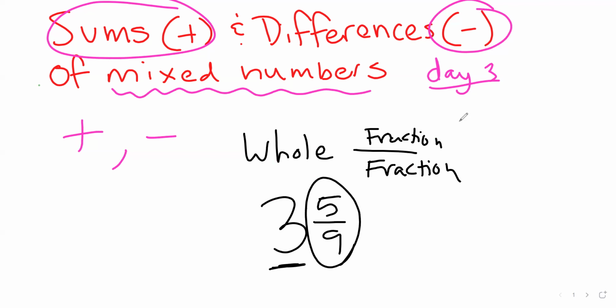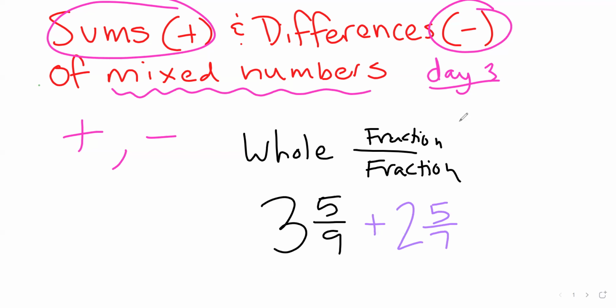What we're really looking at today is, what happens when you take something like 3 and 5/9 and you add 2 and 5/7? That's just an example. That would be the sum of mixed numbers, because you would have an answer when you're done. Or one might ask, what happens when you subtract these two numbers? So you have 5 and 3/9 and you take away 2 and 5/7. Again, that would be the difference.